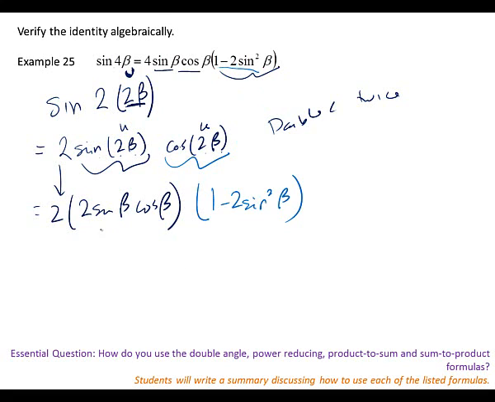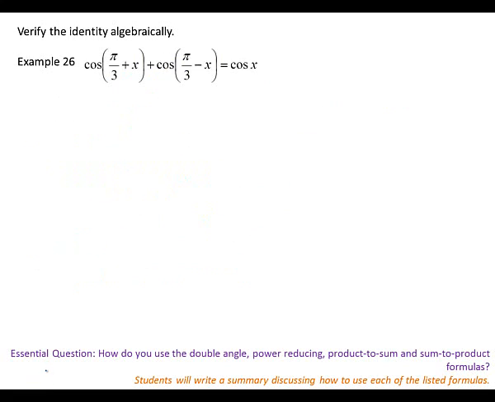Yeah! All I have to do now is multiply the 2 and the 2 together, and don't I have the right side of the equation? Alright, so you got 4 sine beta cosine beta times 1 minus 2 sine squared beta. Alright, 2 more. Alright, I'm gonna go ahead and erase. I'm gonna go ahead and go to the next one.